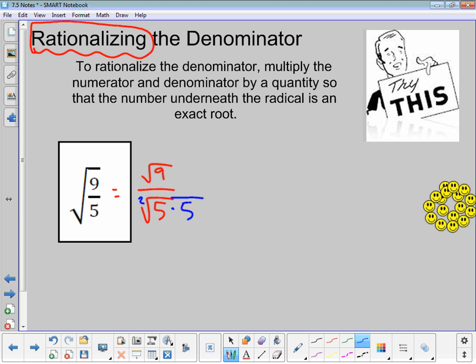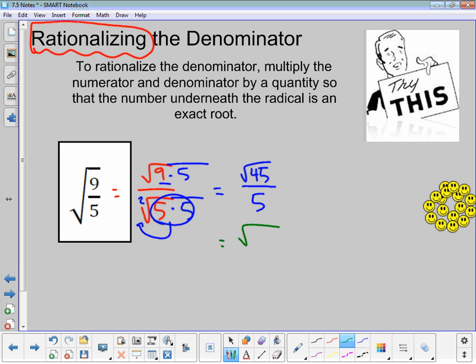So if I multiply by a 5 on the bottom, I also have to multiply by a 5 on the top. So what that gives me is the square root of 45, and now this pair can come out front, divided by 5. Well, the square root of 45 had that 9 in it, and I know that 9 is a perfect square, so I can actually take that out.